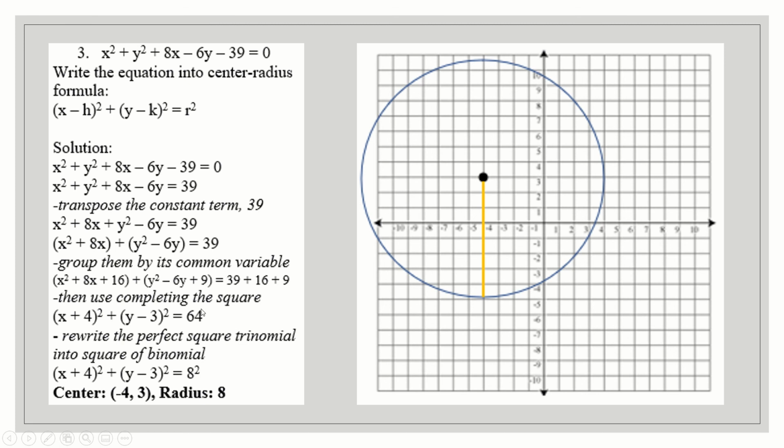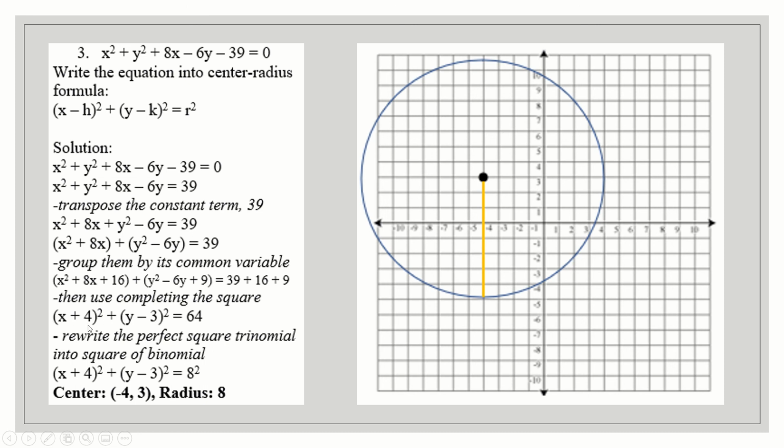Then, by completing the square, make sure that you're going to write it into a perfect trinomial. We have x squared plus 8x plus 16 because 8 divided by 2 is 4. Then 4 times 4 is 16. Same with 6y. 6 divided by 2 is 3, and 3 times 3 is 9. Then make sure to add 16 and 9 also on the right side of the equation to the constant term 39.